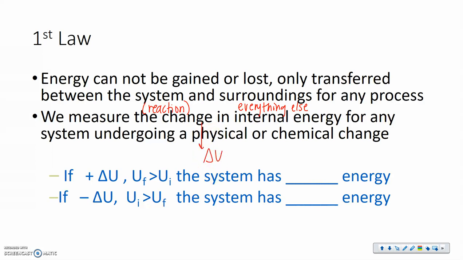If the change is a positive number, then that means the final energy is higher than it was at the initial. So that means the system has gained energy from the surroundings. So then therefore the surroundings have lost. If it's negative, that means the initial is higher than the final, so it has lost energy. So the surroundings have then gained. So we have this sort of give and take relationship between the system and the surroundings of this energy transfer.